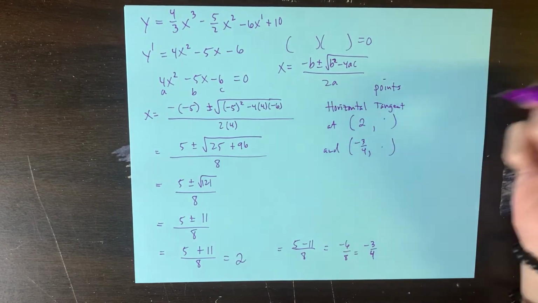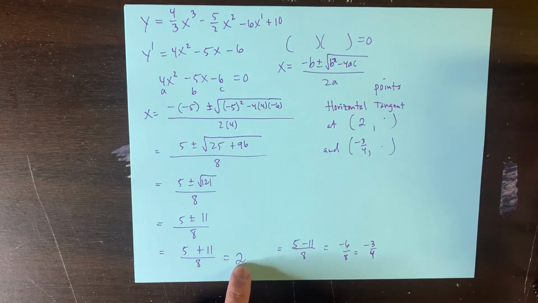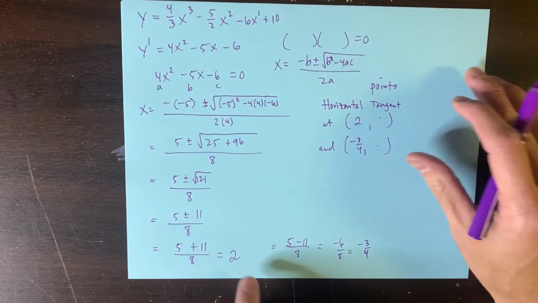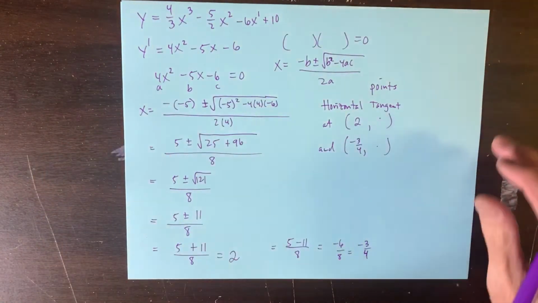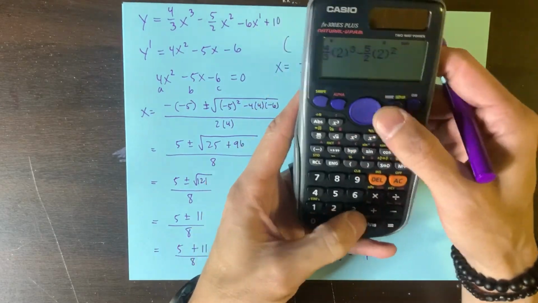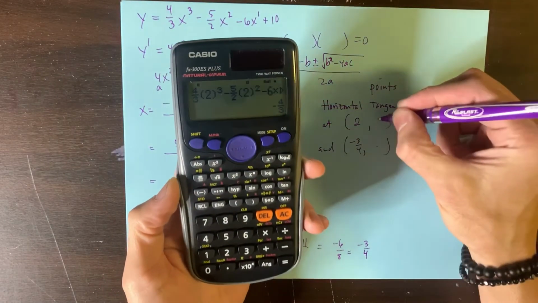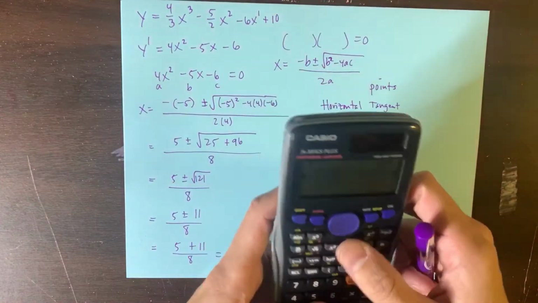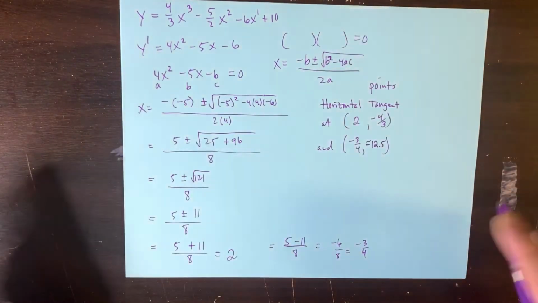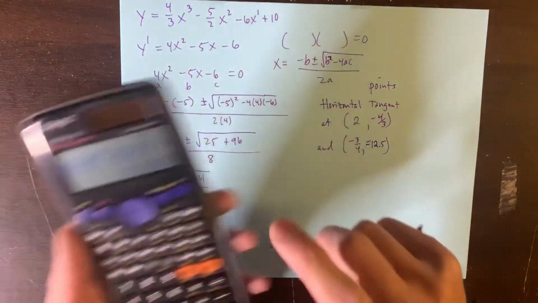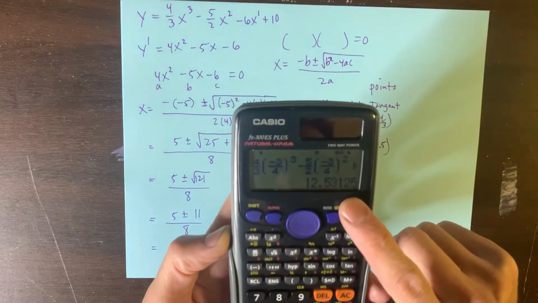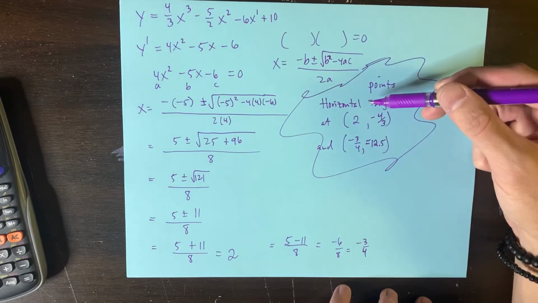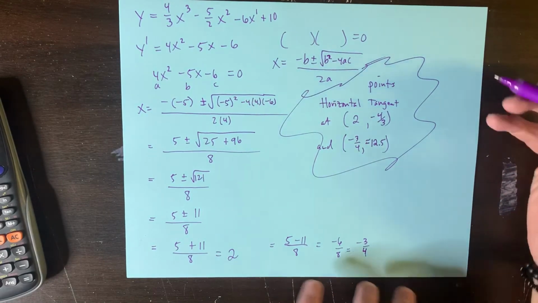Now we have to find the y coordinates. So for that, take the x coordinates one at a time and plug them into the original problem. So if I take 2 and plug it in there, I get negative 4/3 if I plug in 2 into that. And then when I plugged in negative 3/4 into there, I got a pretty strange decimal that I just rounded, no big deal. So they wanted the points where the tangent line was horizontal. So let me explain to you exactly what just happened. And remember these points here.